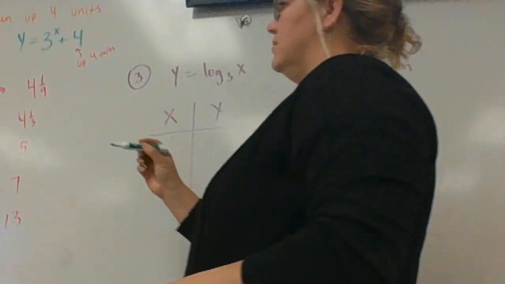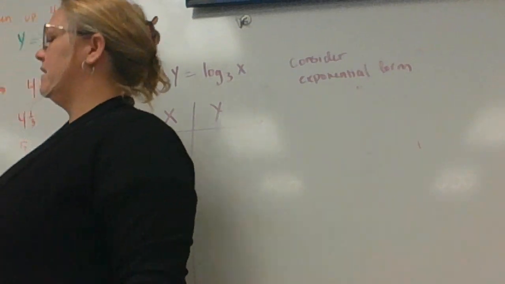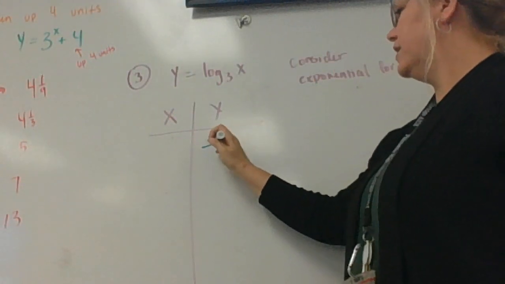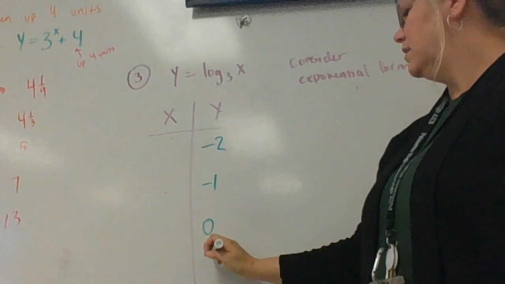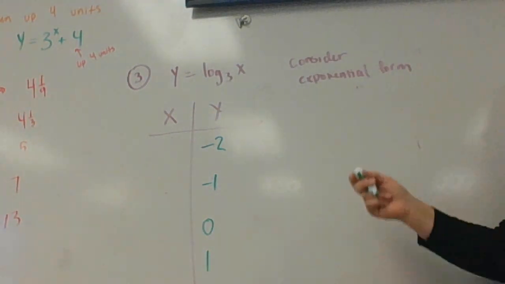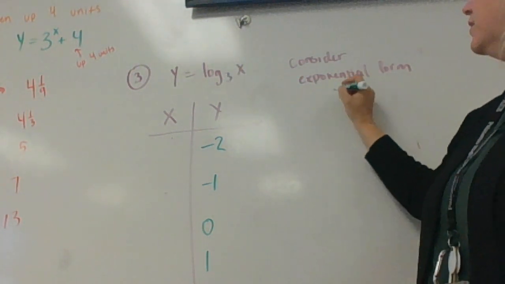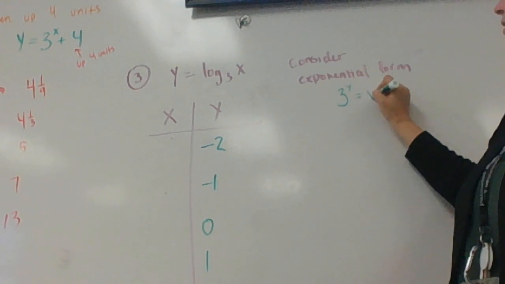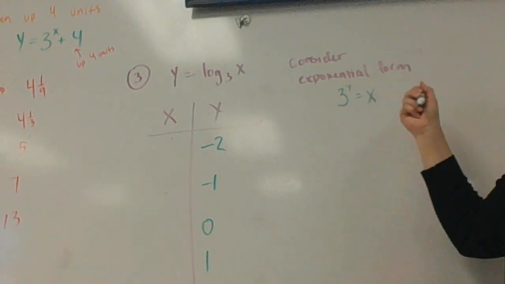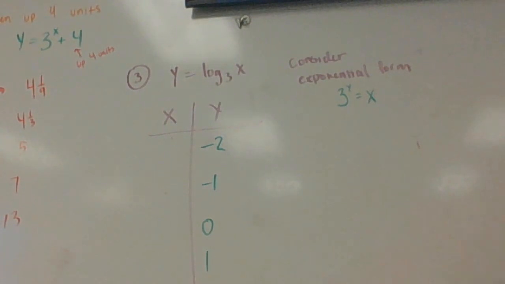In exponential, our x is chosen like this, but the strategy for logs is to do your y values. And then after you do that, you want to consider the exponential form instead of the log form. So we're going to do 3 to the y. And remember, we plugged numbers in for the y value. What I'm going to do is just move everything right 4.